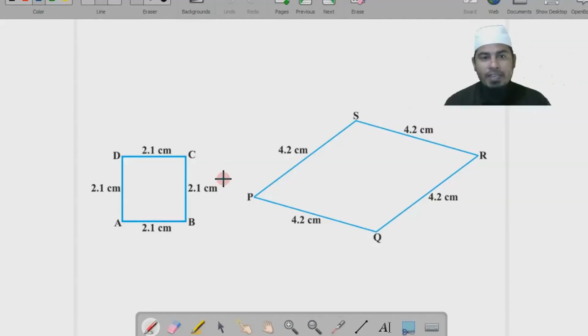In this other case, all the sides are in the same ratio, but the angles are different. Here all the angles are 90 degrees, but here, if you keenly observe, the angles are greater or less than 90 degrees. So these two figures are not similar. Two polygons will be similar if the corresponding sides are in the same ratio and the corresponding angles are equal.